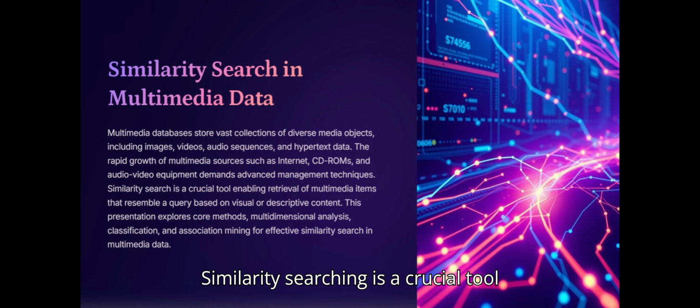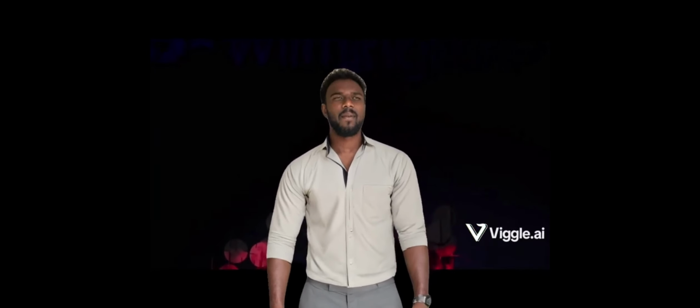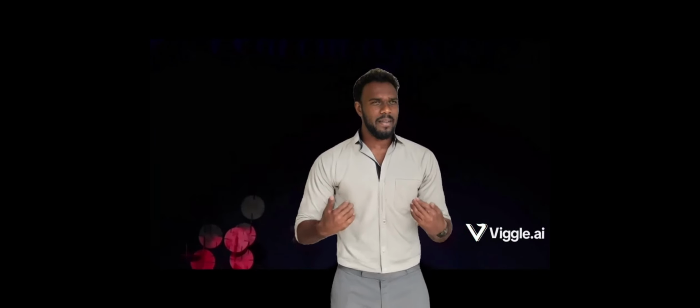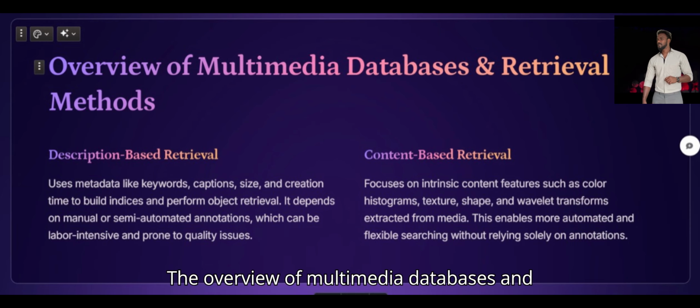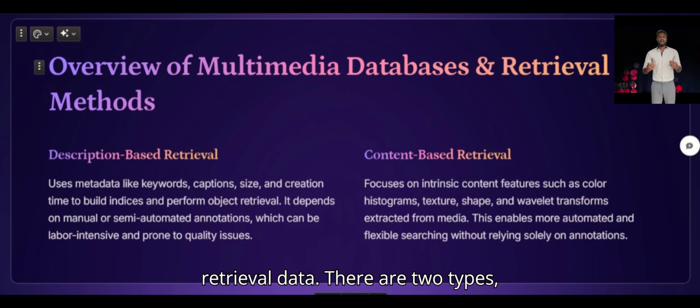Similarity searching is a crucial tool enabling retrieval of multimedia items that resemble a query based on visual or descriptive content. This presentation explores core methods, multidimensional analysis, classification and association mining for effective similarity search in multimedia data. The overview of multimedia databases and retrieval data.